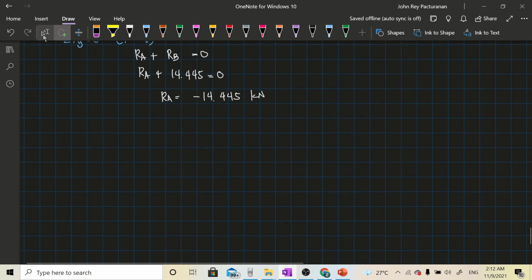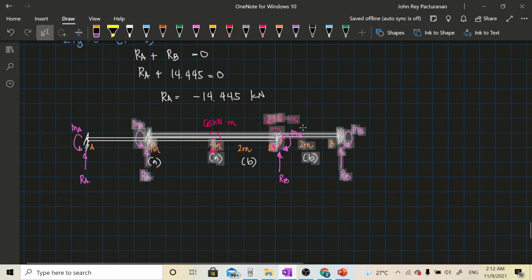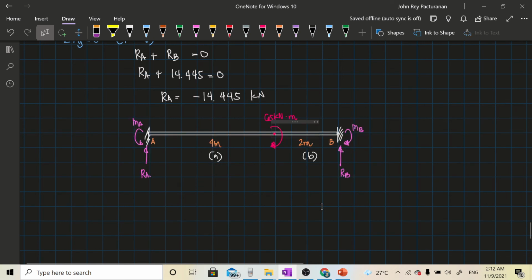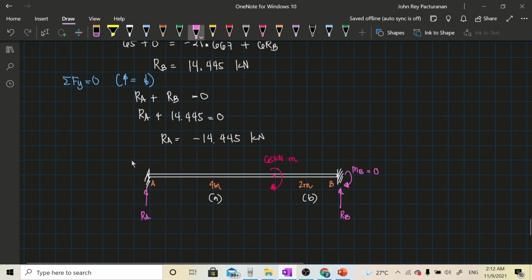Okay? So, if we just copy that, paste ko lang dito, then we can just attach the values. Halimbawa, yung MB natin, we obtained na 0 siya. Meanwhile, yung MA natin, instead of counterclockwise, due to the fact na nag-negative siya, it must be clockwise na dito. Okay, so dapat tandaan nyo yan, no? Dahil nag-negative siya, dapat maging clockwise na.